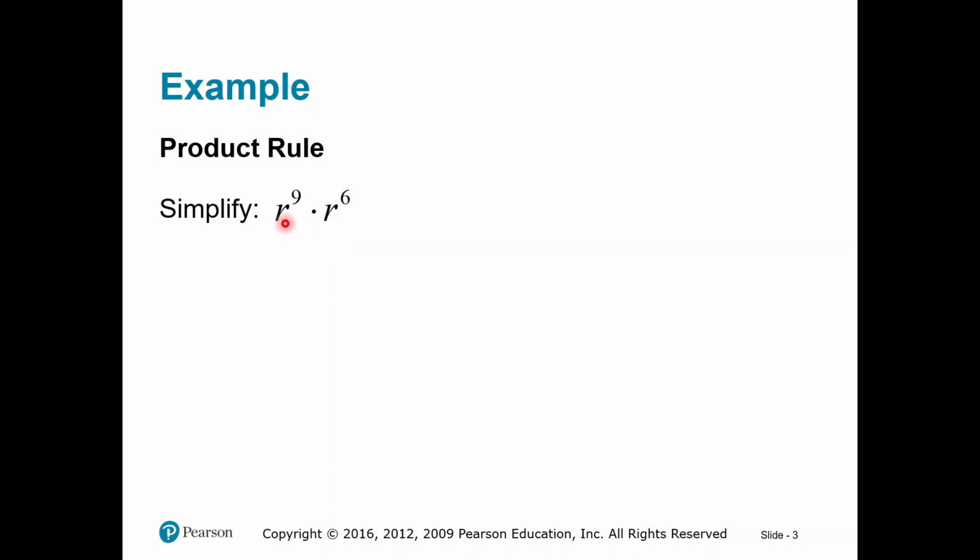I have a product, same base r, different exponents, and so I just add the 9 and the 6. And so 9 plus 6 is 15. Therefore, I got r to the 15.